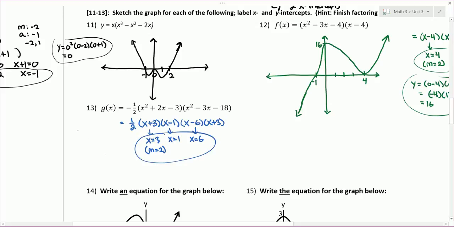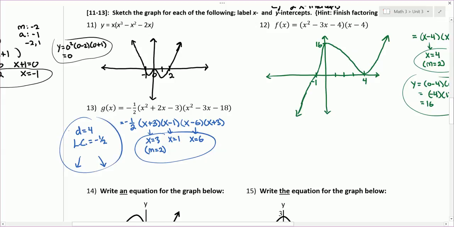Also, we want to know our degree of this function. It's going to be a degree 4 because we have 4 linear factors, or 4 factors with degree 1. And then our leading coefficient is negative 1/2. So negative leading coefficient tells us the right side's pointed down. Even degree tells us the left side's pointing down in the same direction. So we're going to use that.